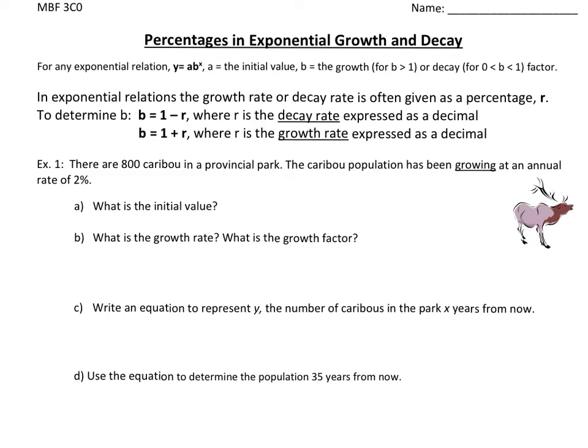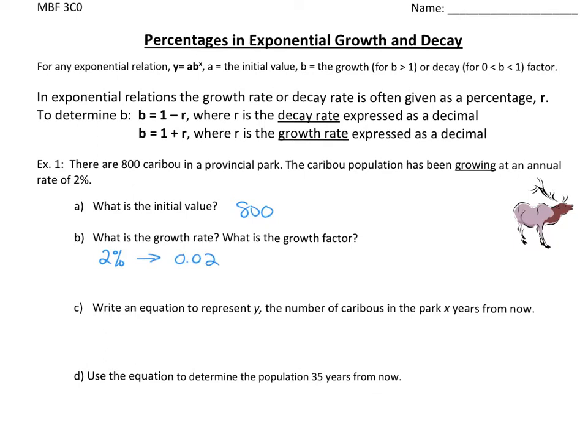So let's look at our first example. There are 800 caribou in a provincial park. The caribou population has been growing, okay, so that's a hint to you, at an annual rate of 2%. Okay, so let's answer these questions. So I hope you can see that the initial value is 800. Hopefully that part makes sense. And now the growth rate is 2%, right?